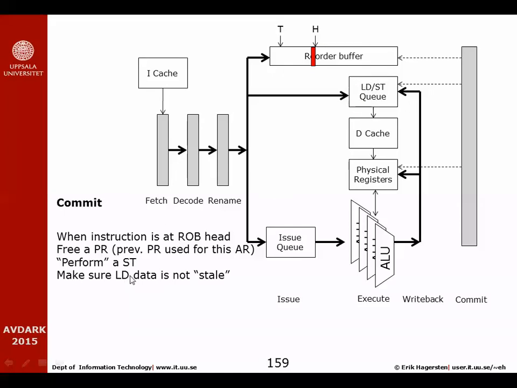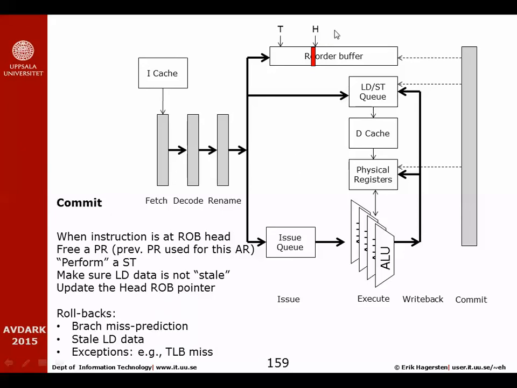And we also have to make sure that the load data of one of these loads that we performed earlier has not gone stale, in other words, has not been invalidated by the cache coherence protocol. Because if that has happened, then we have to push the panic button and make sure that we unroll and redo part of the execution. And then we update the head of the ROB pointer, so it's going to point to the next instruction, and now we actually have committed this instruction.